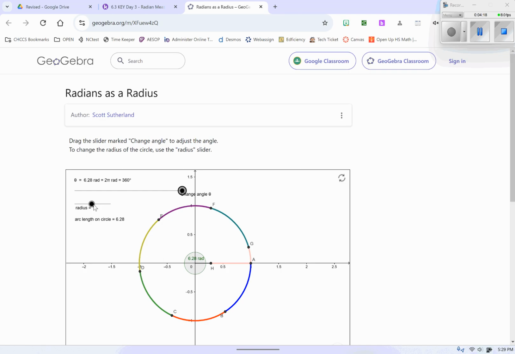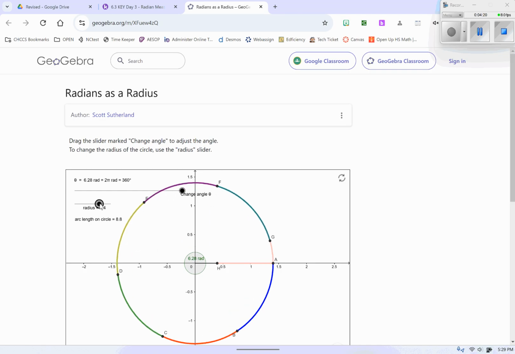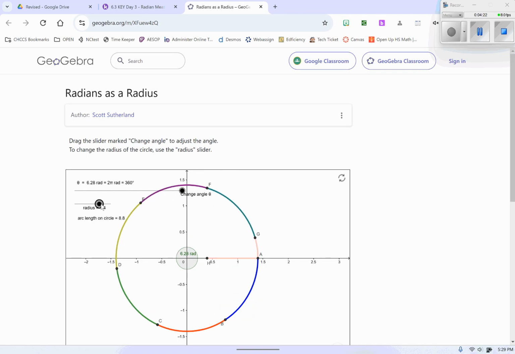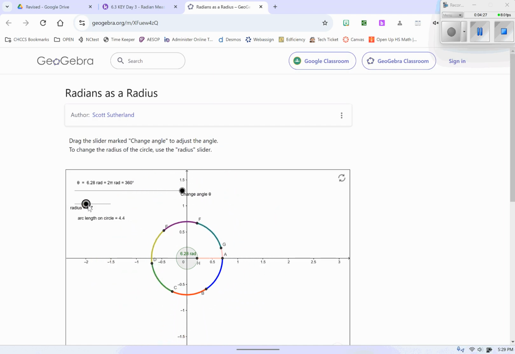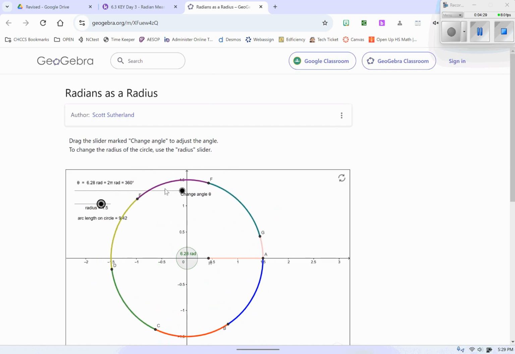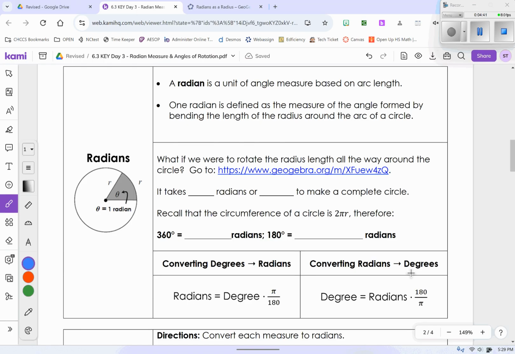Then you say, well, what if the radius was larger? If our radius was larger, you can see that it doesn't matter, because it still takes, no matter what, 6 radii and a little bit more to go around the circle, no matter how big or how small your circle is, which is why we get a radian measure. So it takes 6.28 radians, or 2 pi, to make a complete circle.